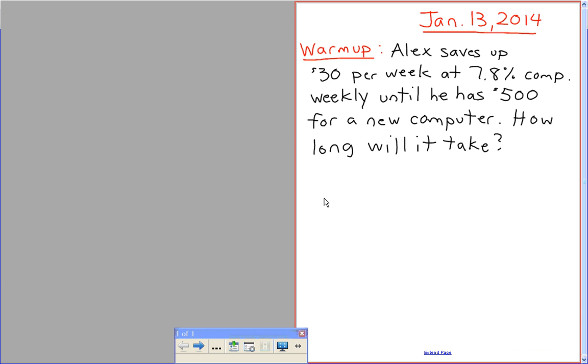Okay, Alex saves up $30 per week at 7.8% compounded weekly until he has $500 for a new computer. This is a real life question. How long will it take? Okay, what equation are we going to use? What is the key word that tells me which equation we're actually going to use here? Saving, right? We're saving on a weekly basis, so we're using what?